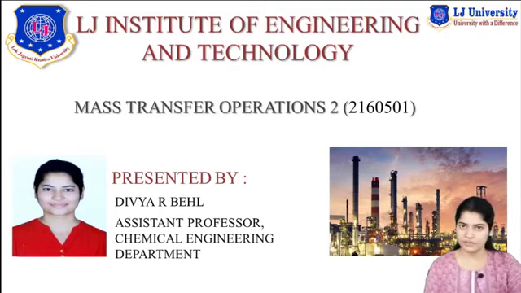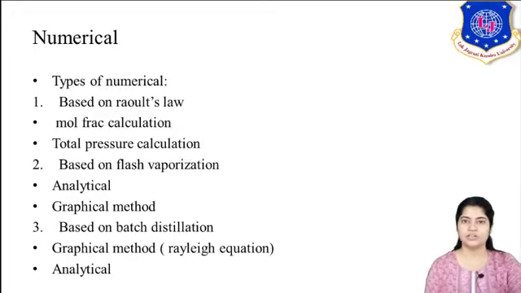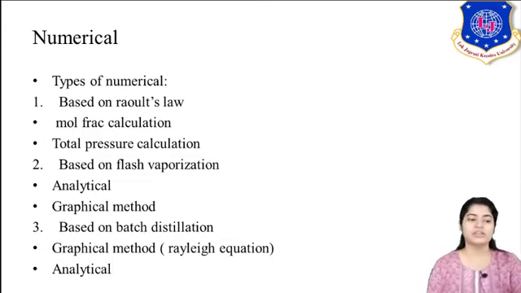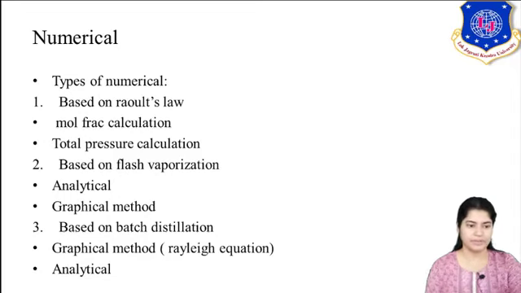So moving forward with this lecture, today we will try to do some numericals. What are the different types of numericals which can be asked? Here you can divide your numericals on 3 parameters, based on the topics covered till date. We have done Raoult's law, so based on that we will solve some numericals, then based on flash vaporization, and then based on batch distillation.